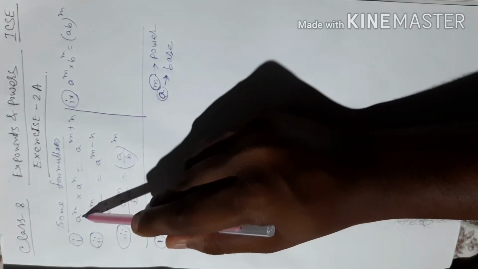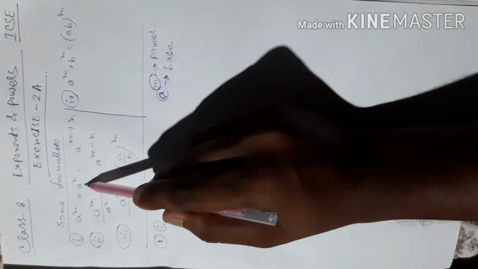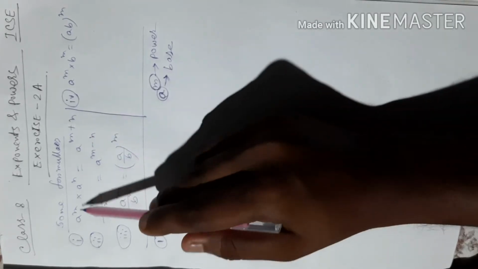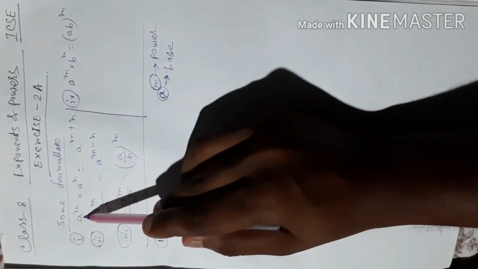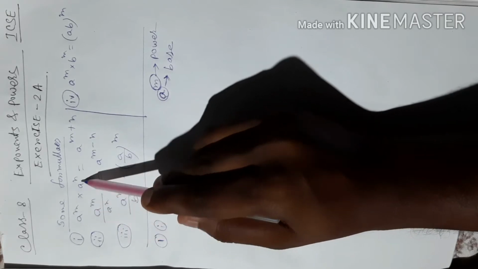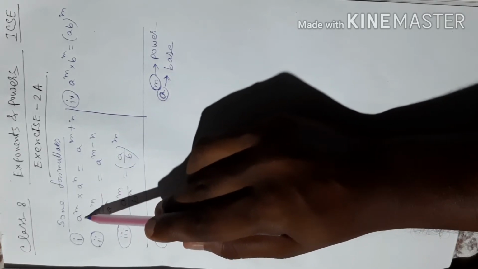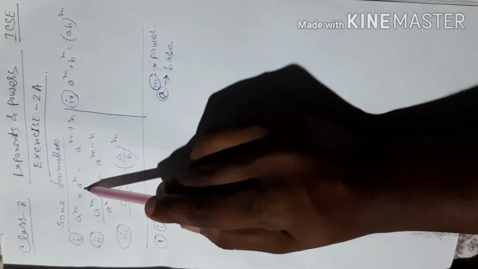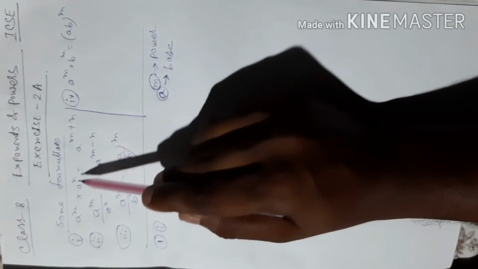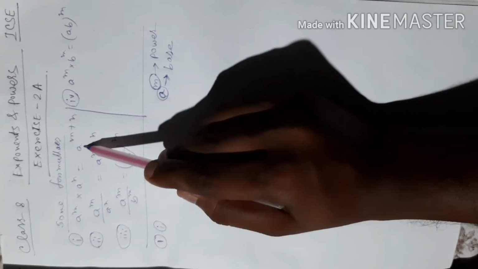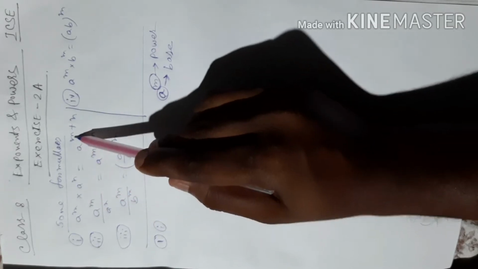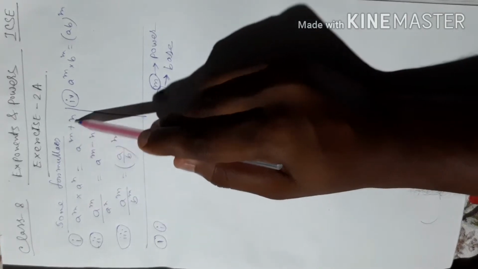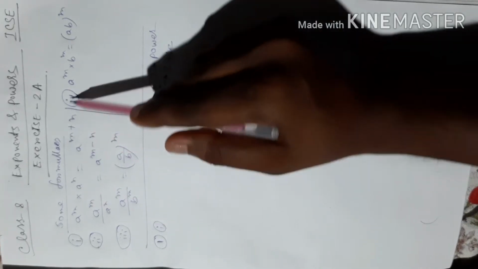First formula: a to the power m multiplied by a to the power n equals a to the power m plus n. If we multiply both terms where the base is the same, then we write the base one time and the powers must be added, because if the multiply sign is there, the power must be added. Here is the rule.